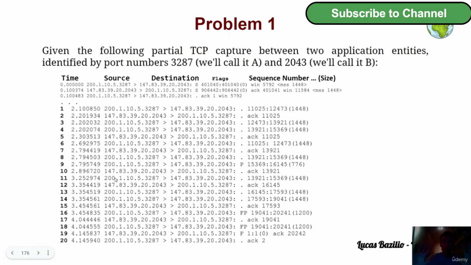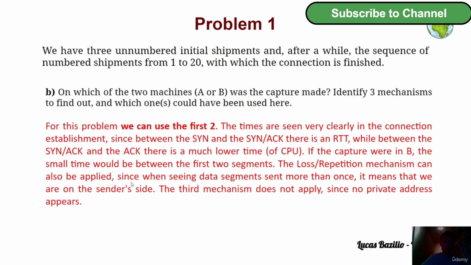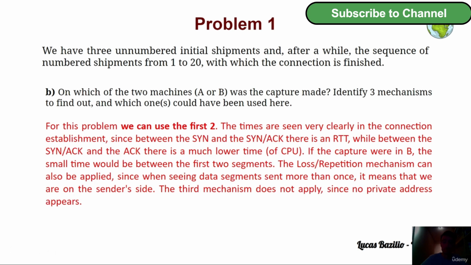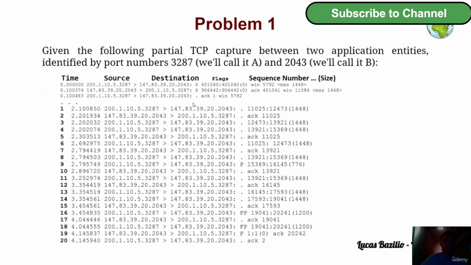So for this problem and for this trace, for this problem 1, we can only use 2 mechanisms. And these are the first 2, the times and the losses or repetitions. Let's begin with the times. These times are seen very clearly in the connection establishment. And for instance, if we analyze this connection establishment in here, the first column that we see, what is? It's the column of the time. So let's analyze the time.